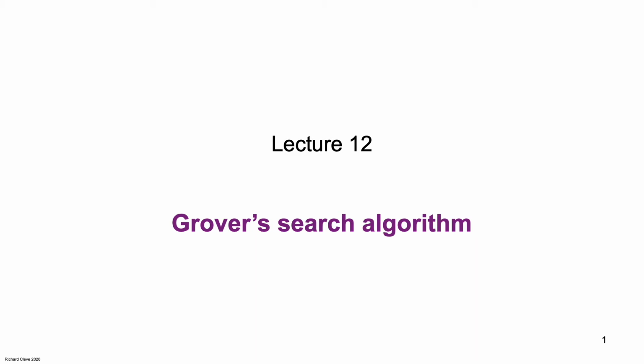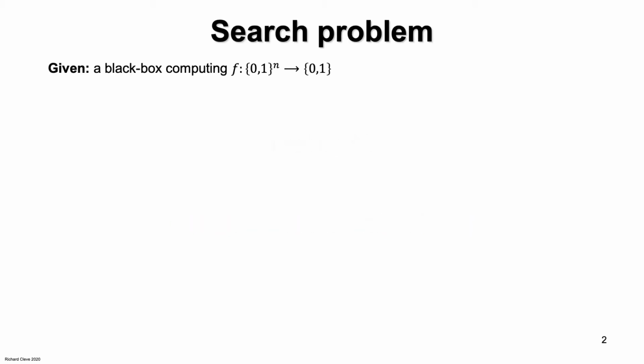Although quadratic improvement is less dramatic than the exponential improvement possible for, say, factoring, Grover's algorithm has wide applicability to many problems. Let's begin by defining an abstract search problem.